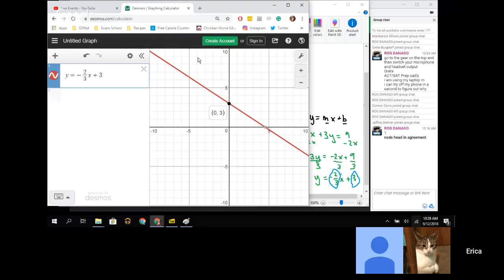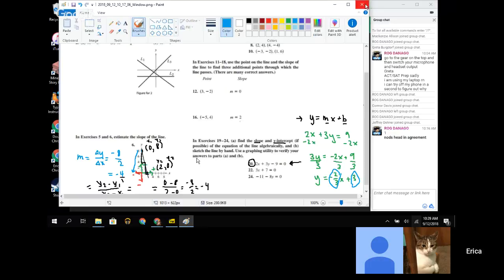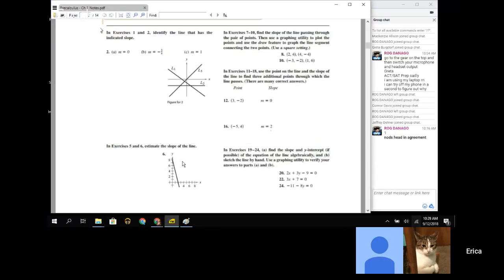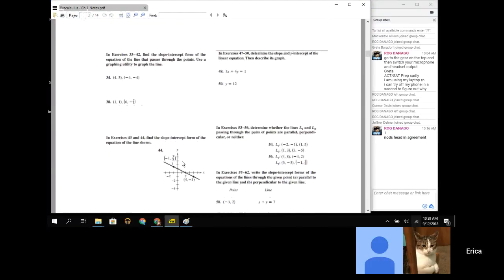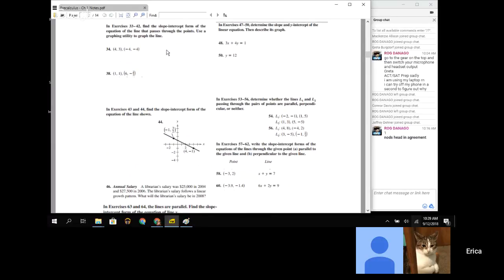I will ask you then about the next page. You guys let me know if you want to do an example from this. So, back to our notes. Lots of notes for this section. What if instead of telling you an equation that's not in the right format, you nod your head in agreement. Daniel, that's cool. So in the next section of notes, it says, use the slope-intercept form of the equation of the line that passes through the points. Use a graphing utility to graph the line.